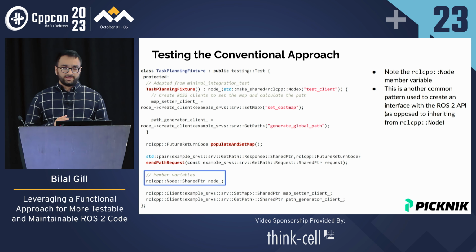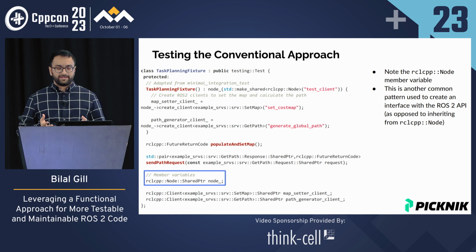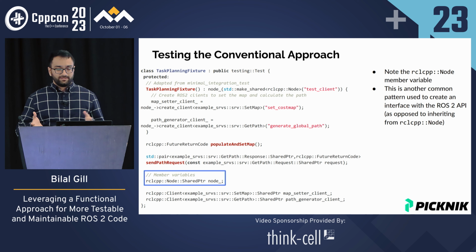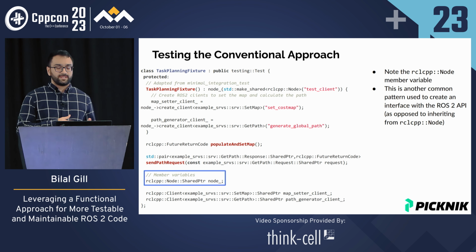I do want to note one thing. Note that for this test fixture class, our CLCpp node is a member variable. This is another common pattern that you see in ROS2 code to create an interface with the ROS2 API. But it still sort of ties the class to the ROS2 API.